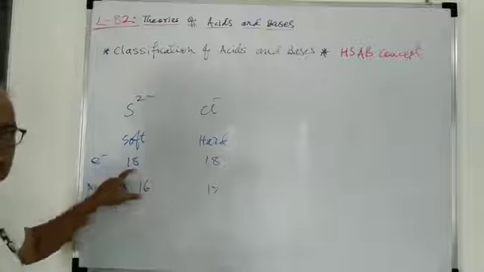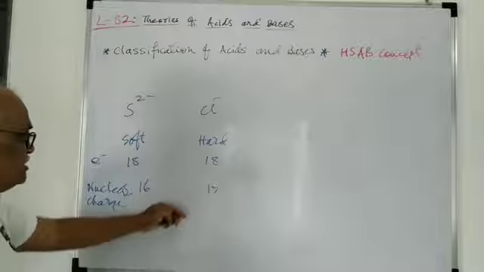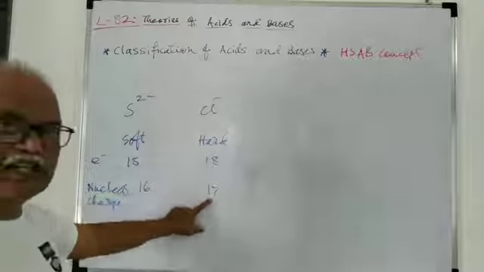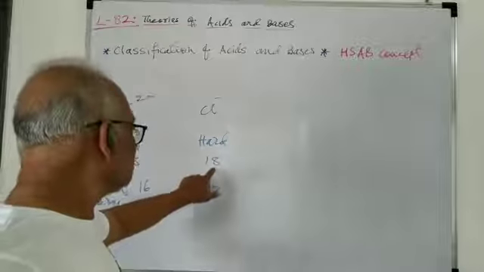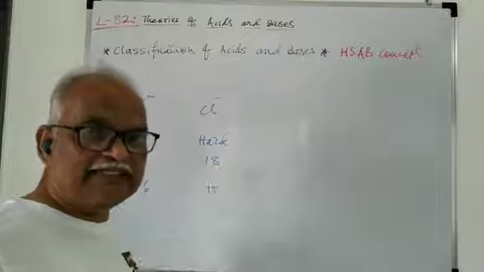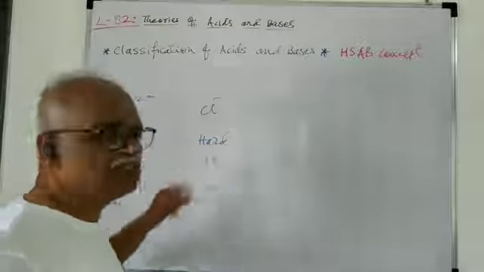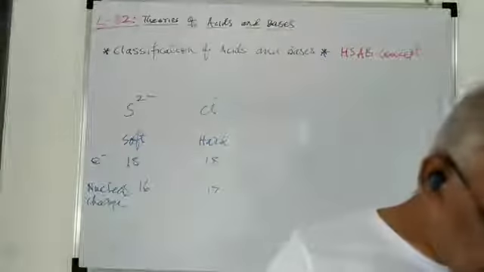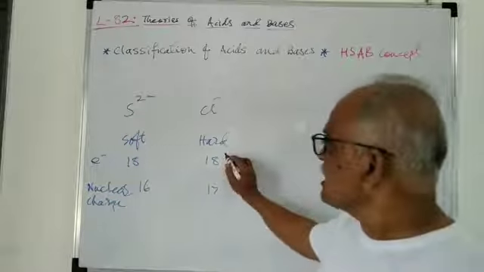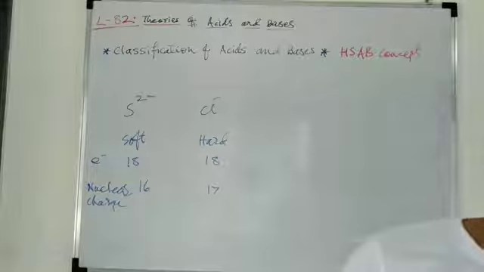So these electrons are relatively loosely bound. And here the nuclear charge is more, so with the same electrons, they are pulled closer to the nucleus. So these are strongly bound to the nucleus, and that is why it is hard and this is soft.